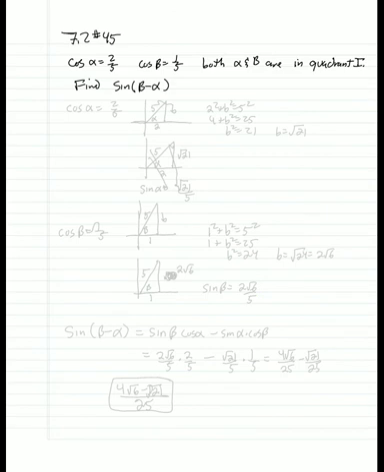Here we're doing a problem from 7.2, number 45. It says cosine alpha is 2/5, cosine beta is 1/5, and both alpha and beta are in quadrant 1. Find sine of beta minus alpha.